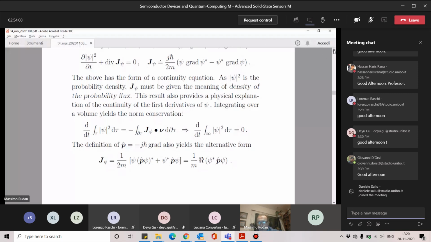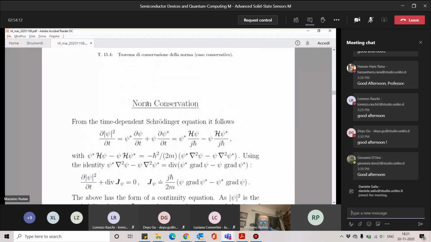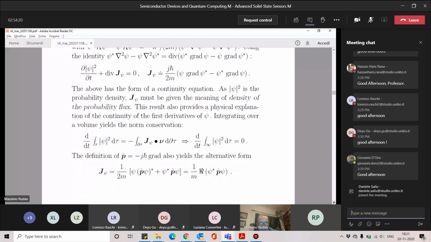So this result is also called the conservation of the norm of the wave function. The norm is conserved when the volume goes to infinity, but for a finite volume the norm changes because there is a flux of probability across the boundary, okay? To conclude, we make an observation.